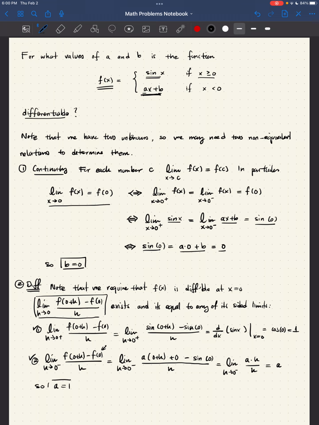So for the function to be differentiable, we should have the following. It should be sine of x if x is greater or equal than 0, and it should be 1 times x plus 0 if x is less than 0.